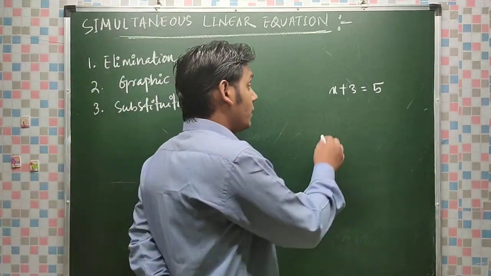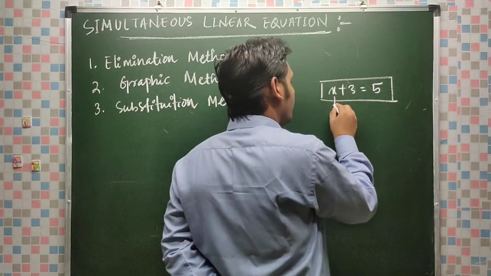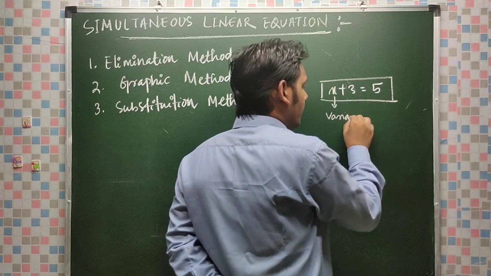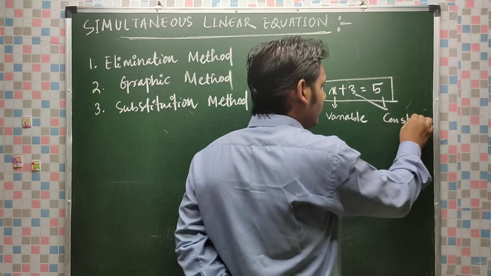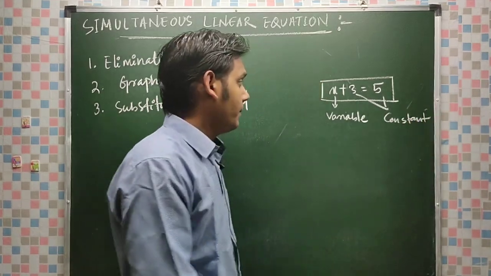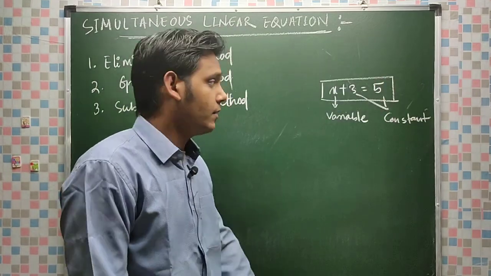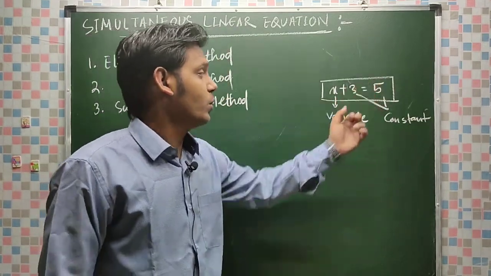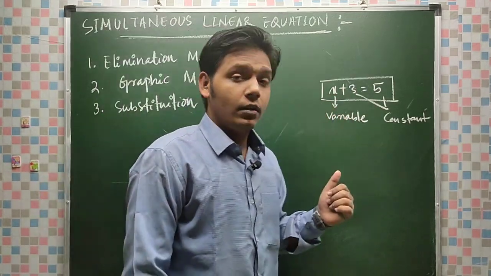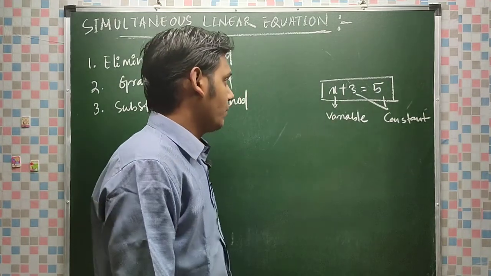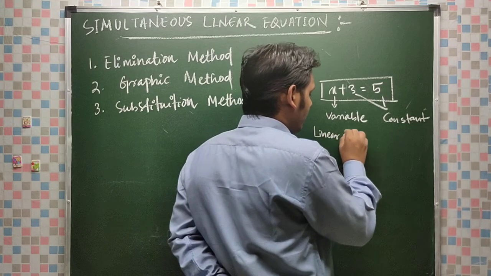Thereafter, we have to know what is linear equation. See, x is the variable, and both are constants. This represents the equation. This is the left hand side of the equation, this is the right hand side of the equation, this is the variable, and both are constant. The variable x has power or exponent 1. So this is linear equation.